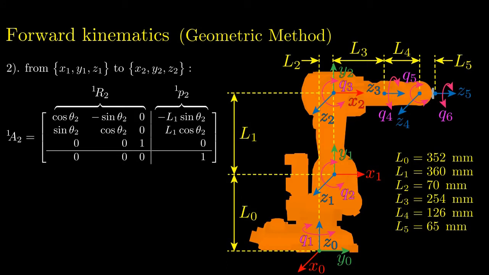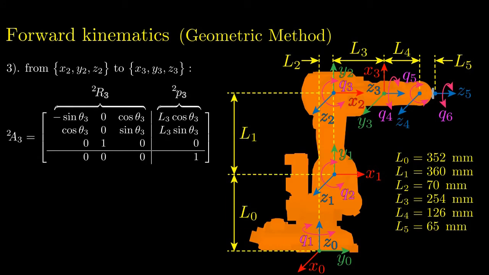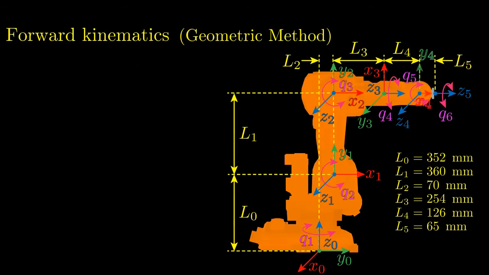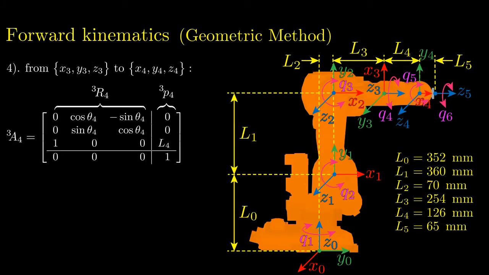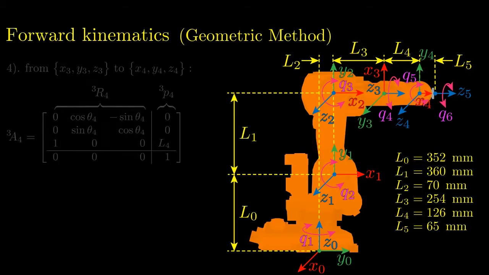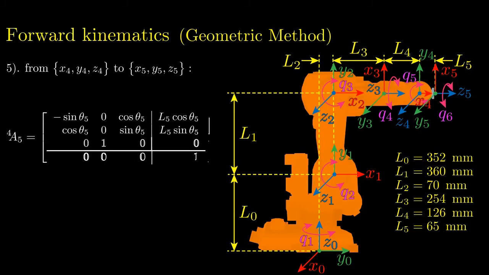Then I specify the fourth reference frame, whose pose with respect to the preceding third frame is given by the following transformation matrix A from 2 to 3. Afterwards, I show the fifth reference frame, whose pose with respect to the preceding fourth coordinate system is described by the transformation matrix A from 3 to 4. And finally, the sixth reference frame, whose pose with respect to the preceding coordinate system is described by the transformation matrix A from 4 to 5. This frame is named the wrist coordinate system.